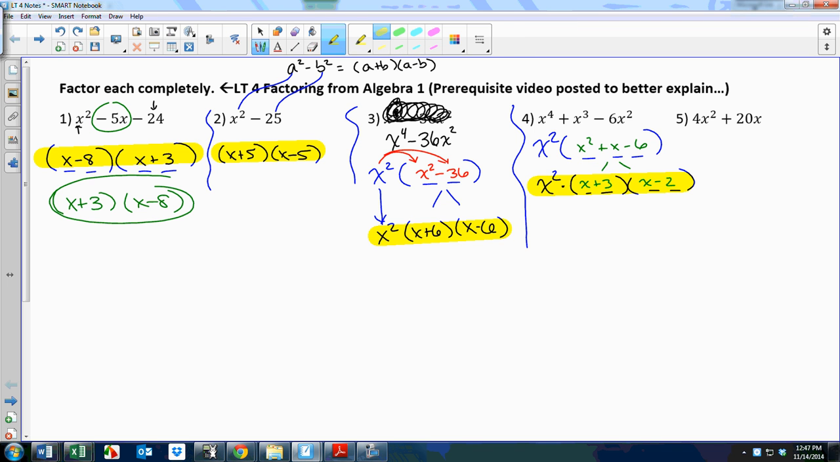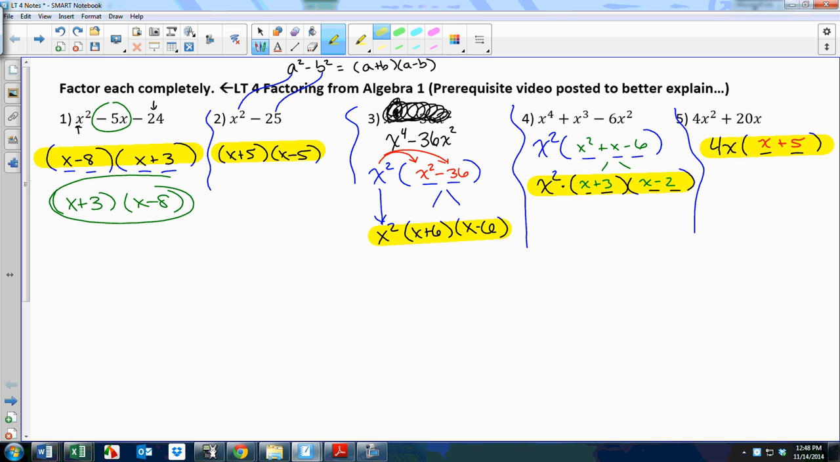That's factored completely. Last one, 4x squared and 20x, what do they have in common? What's the GCF? They share a 4 and they share an x. So take the 4x out of both, factor it out, and you'll have an x plus a 5, and it doesn't factor any further. So that would just factor using GCF.